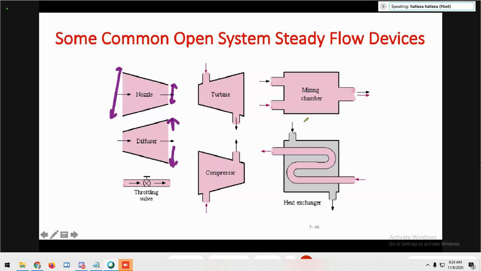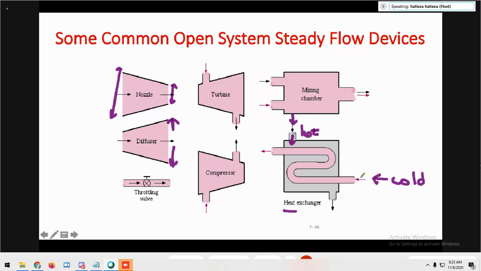Now, the next equipment is the heat exchanger. There's two inlets, two outlets. This is one of the inlets. There's another inlet over here. Just like the name implies, it exchanges heat. Let's say the fluid coming in here is a hot fluid, hotter than the fluid coming from here. This is a cold fluid.